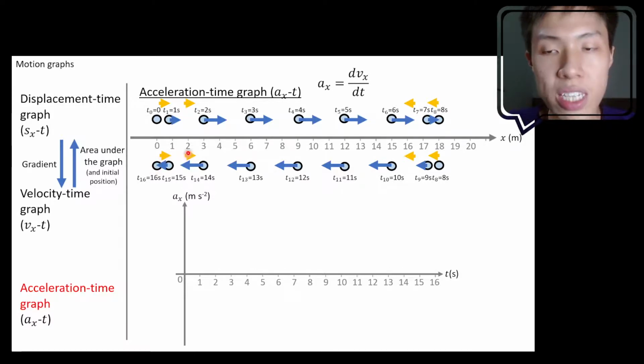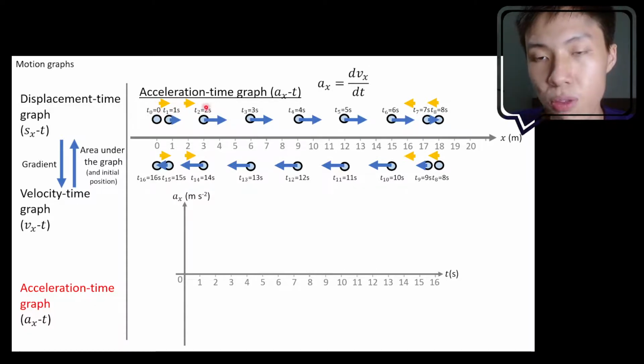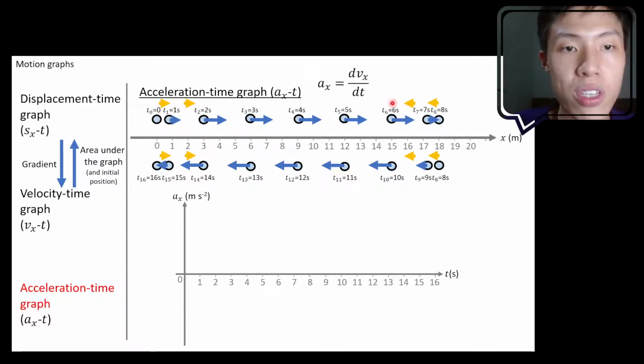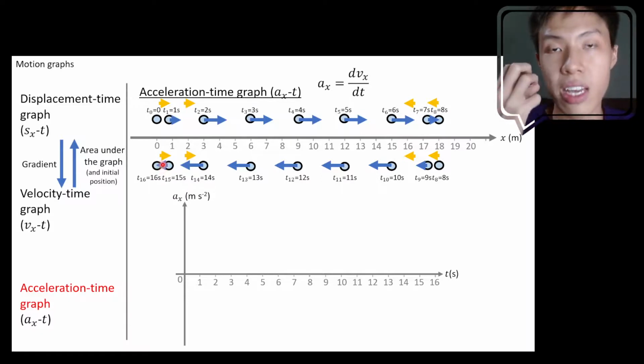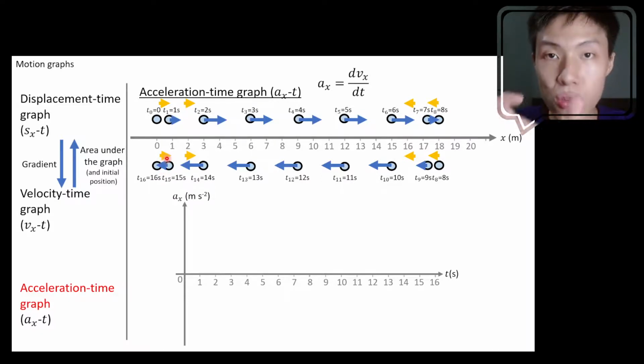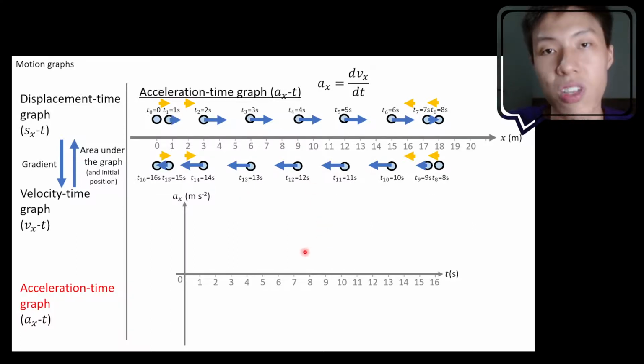Okay, so all these yellow arrows here are representing the change of velocity. You see that change of velocity happens between the 0 to the 2nd second, between the 6th to the 8th second, between the 8th and the 10th seconds, and between the 14th and the 16th second. So you should expect that you will see acceleration during these moments. Okay, so let's try and translate what we know from this diagram into an actual acceleration time graph.